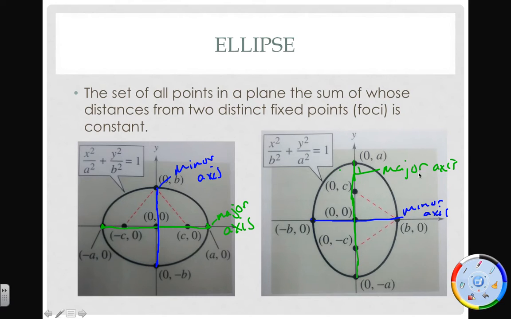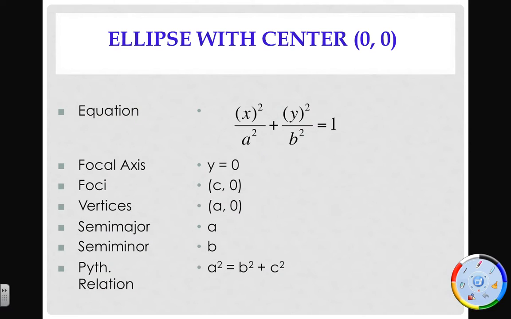But what you'll notice is the major axis, the length is still 2a, and the minor axis, the length is still 2b. And there's reasons you need to know this because you're going to have to be able to solve for a and b eventually when you find equations. All right, so same idea for my ellipses here.